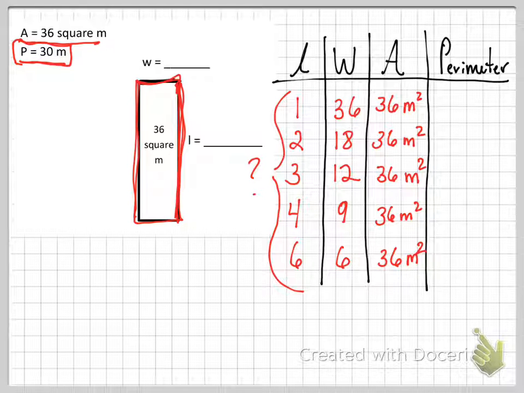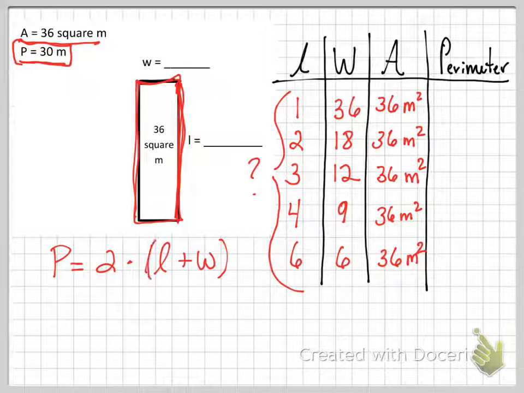So in order to do that, we need to actually have our formula. Now, remember our formula is P equals 2 times the length plus the width. And if we take the first one, let me just change my color here. If we put in this first one right here, 2 times 1 plus 36, we will have 1 plus 36 times 2 would be 74 meters.